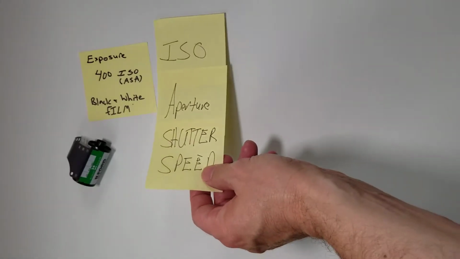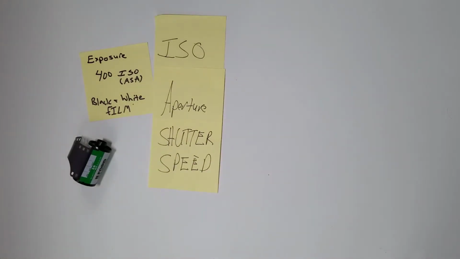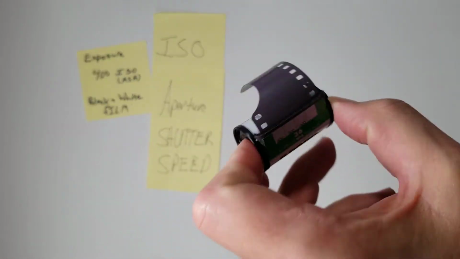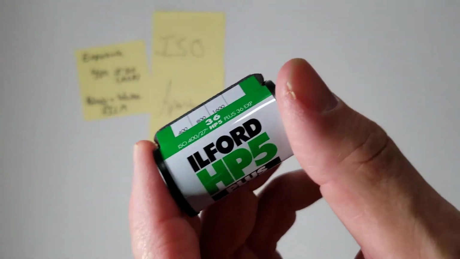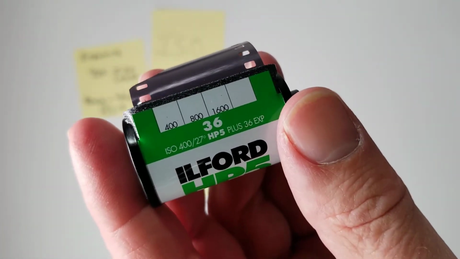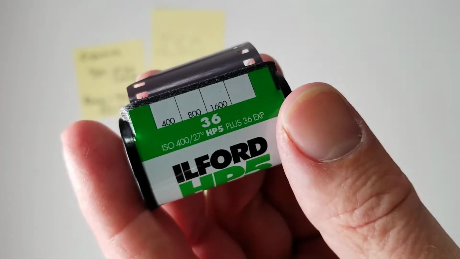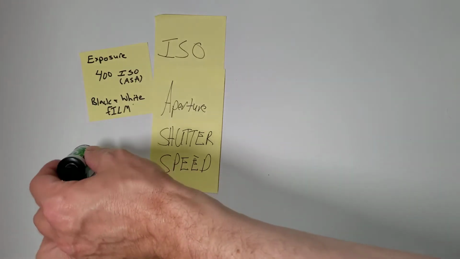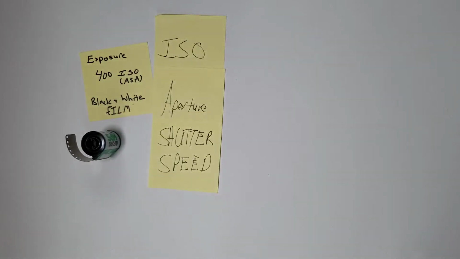Okay, so exposure is made up of three factors: ISO, aperture, and shutter speed. Now, on film, if we're using this roll of HP5 ISO 400 speed film, we have 36 exposures, and that means all 36 exposures are going to be made at ISO 400.